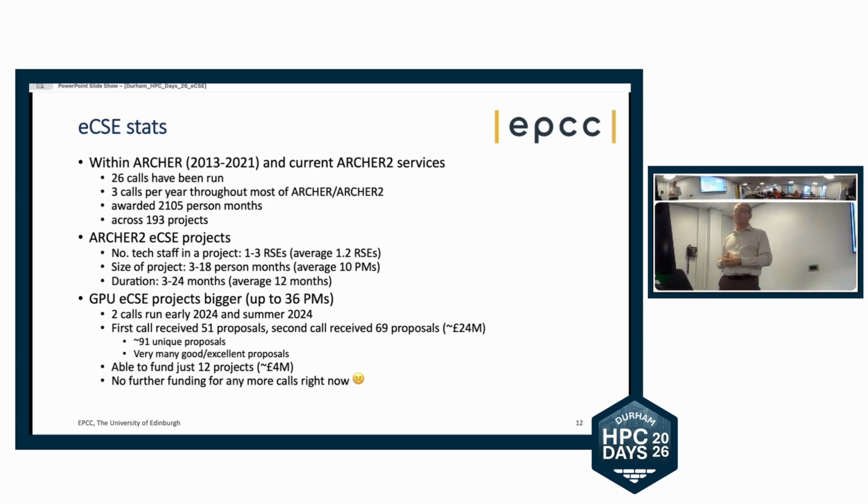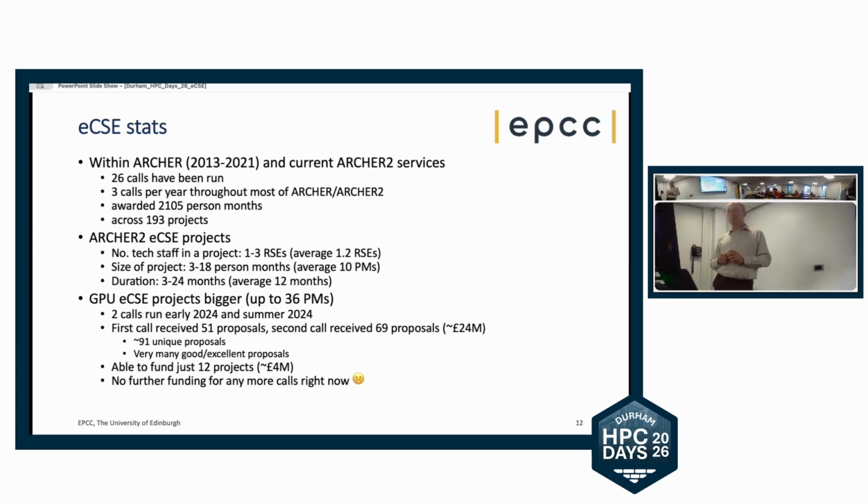Then towards the end of the Archer 2 period, 2 years ago, we ran two funding calls specifically for GPU ECSE projects. These were much less connected with Archer 2. They were, as I mentioned earlier, for codes that were going to be running on GPU hardware. And this did not have to be associated with Archer 2. Archer 2 has a small testbed GPU system, but these codes ultimately could be running anywhere on large GPU systems.